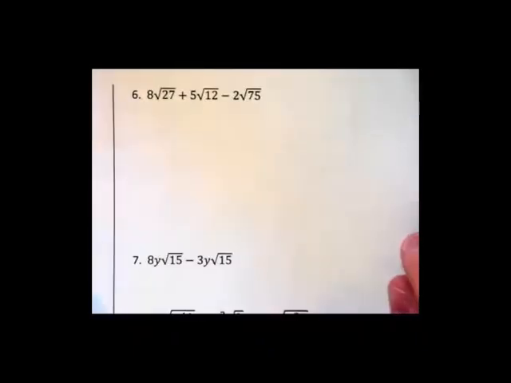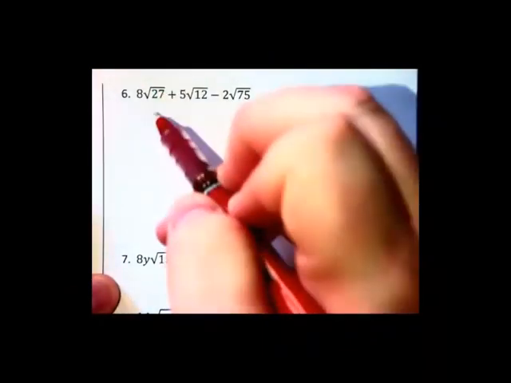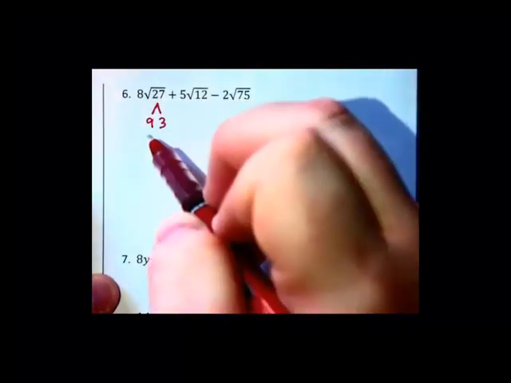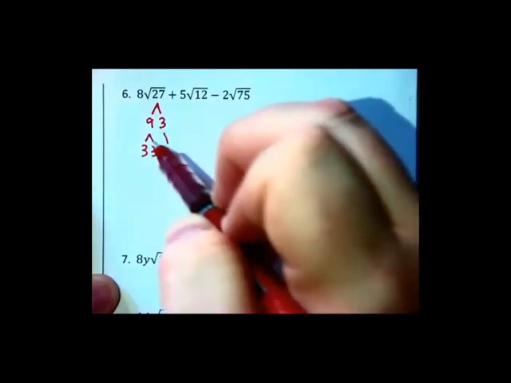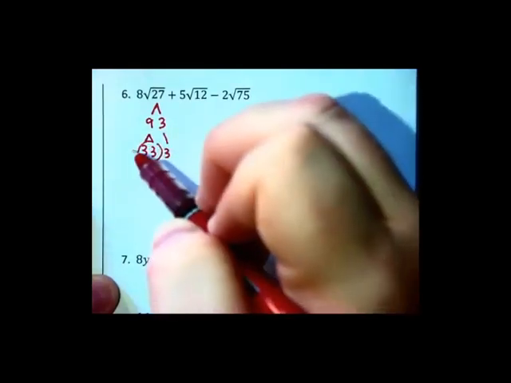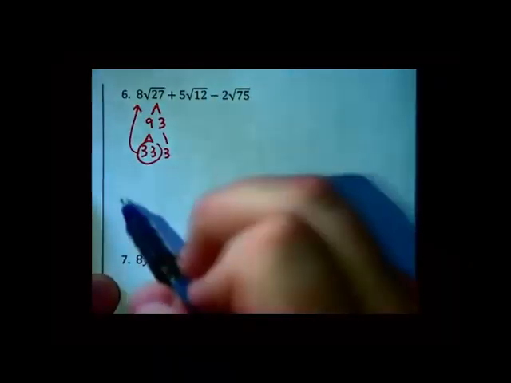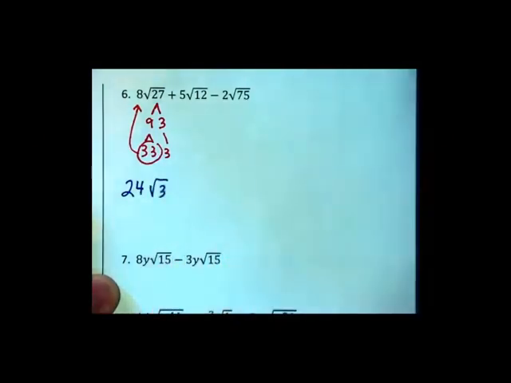So let's do another problem just like this. I'd recommend you pause this video, do it on your own, and then check your work. But I'm not going to do that. I'm just going to keep on going here. That 27 is a 9 times 3, and that 9 breaks down to 3 times 3. So I'm going to have a pair of 3's multiplying, coming out as a 3, multiplying with that 8, making 24 on the outside with the leftover 3 inside.